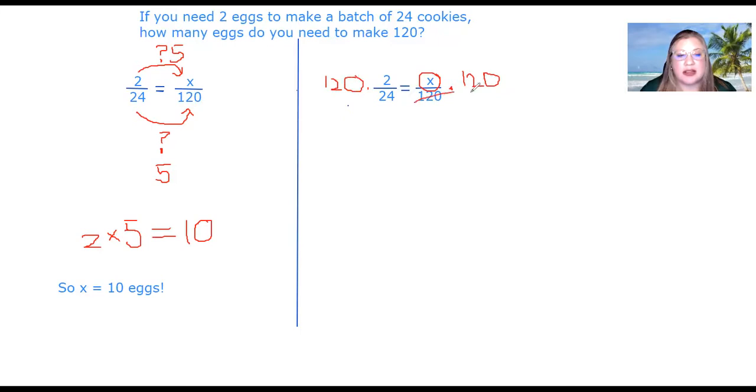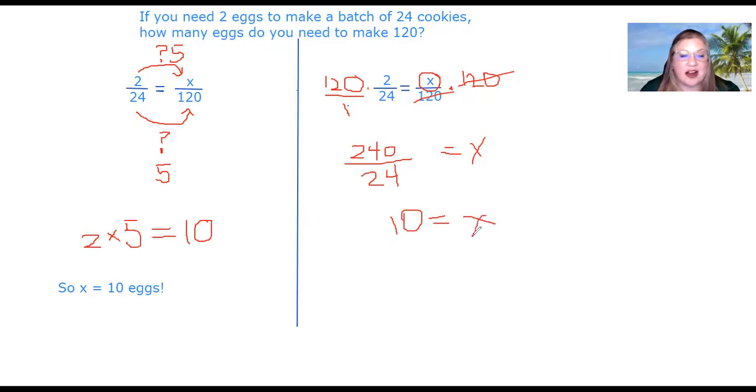And you'll see the 120 and the 120 would divide on this side and make 1. So 1x is just x. The x is by itself. And then the 120 times 2 on the top, we could see this as 120 over 1. Anytime you have fractions multiplying and you have a whole number, you can always put it over 1. So 120 times 2 is 240. And 240 divided by 1 times 24 is 24. 240 divided by 24 is 10. So again, we got that there are 10 eggs that you would need to expand the recipe.